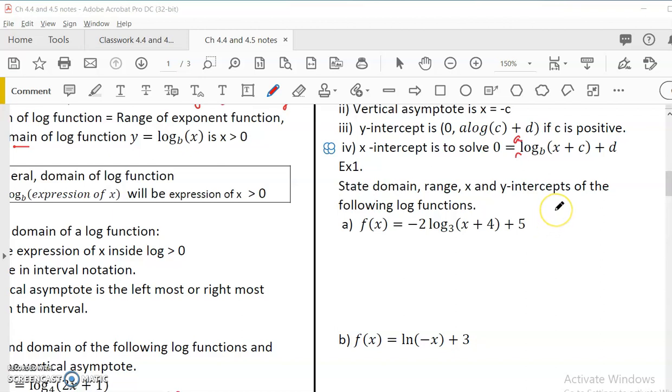Hello Precalculus student, this video is for chapter 4.4 Graph of Log Function Part 2. We're going to look at some particular properties of log functions, in particular domain, range, x and y intercepts.